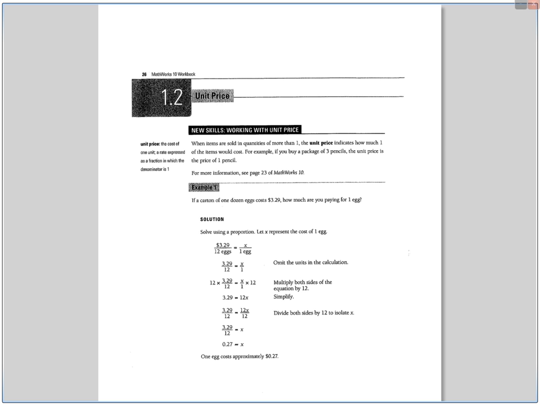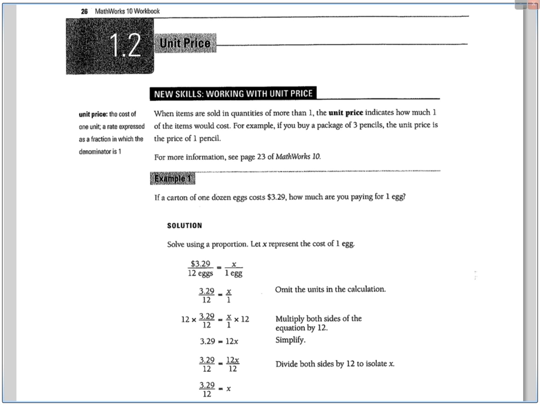Okay, welcome to 1.2 unit price. The whole idea of this lesson here is to figure out the cost of one unit. Okay, so for example, if you go to the store and buy a dozen eggs like this, the idea is, well, how much would it be for one egg in particular?